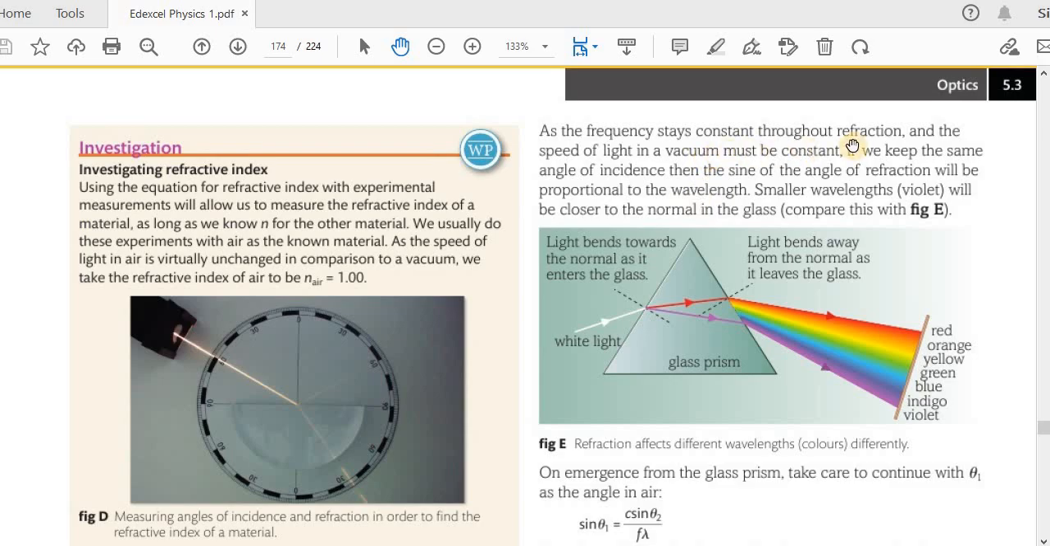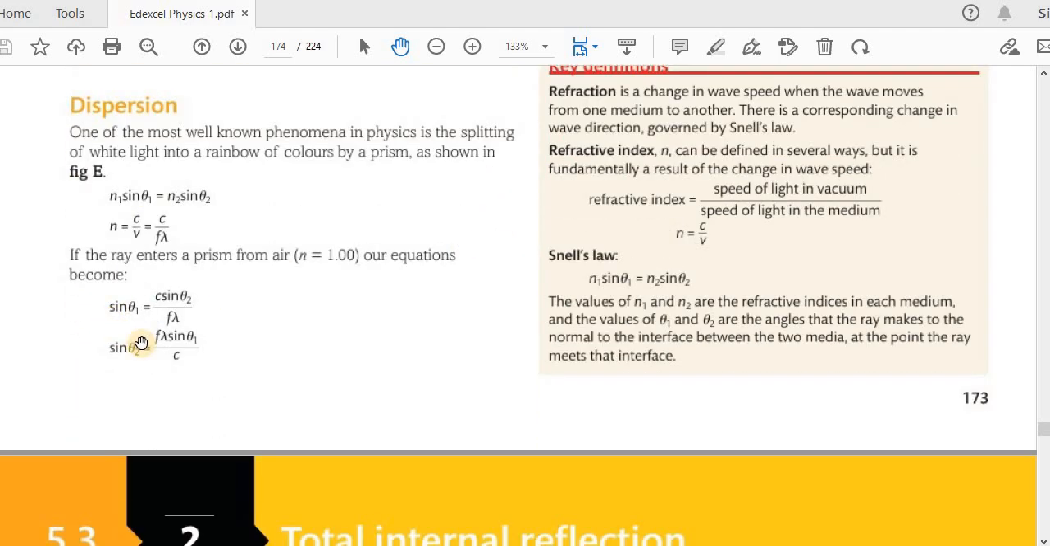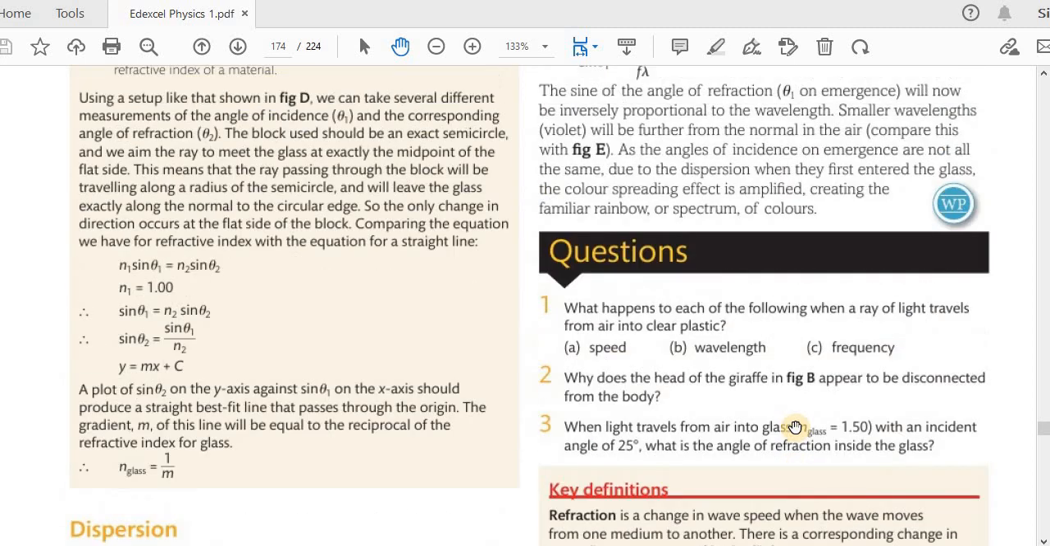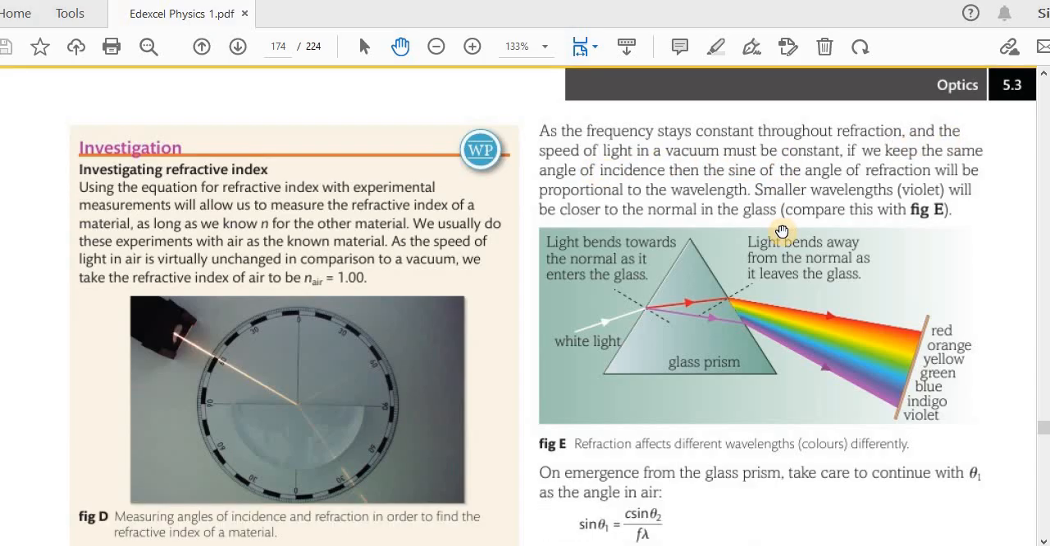As the frequency stays constant throughout the refraction and the speed of light in a vacuum must be constant, if we keep the same angle of incidence, then the sine of the angle of refraction will be proportional to the wavelength. So remember, f is constant. When it goes from one medium to another medium, f is constant. And also, you know, c is the speed of light. Now, by the way, c is the speed of light in the vacuum, that is also constant. So f and c are constant.